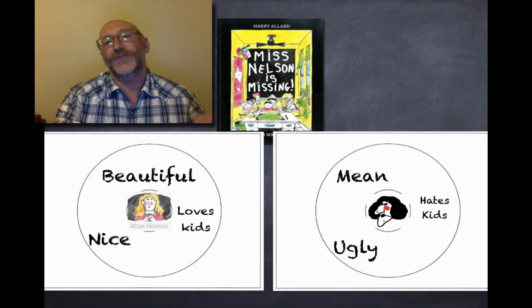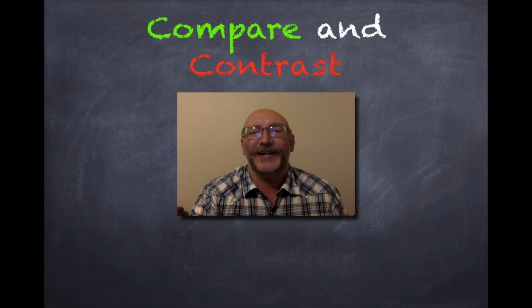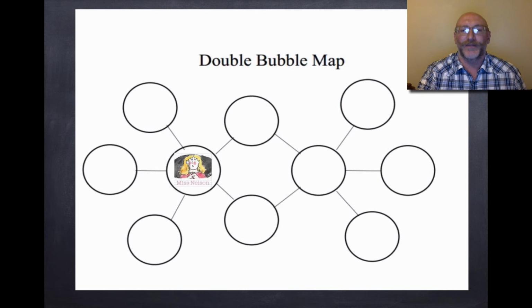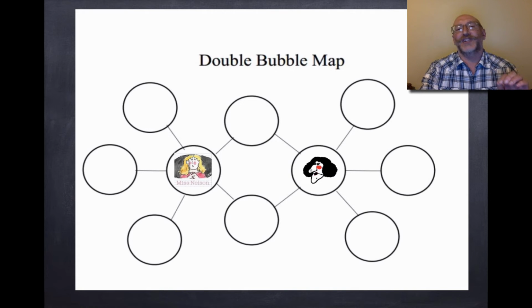We're now going to use the information that you put on those circle maps to compare and contrast by constructing a double bubble map for Miss Nelson and for Miss Swamp. The information that we put on this map can come straight off of your circle maps. This is how we organize our thinking using thinking maps.